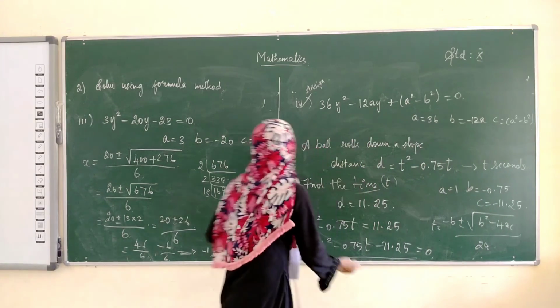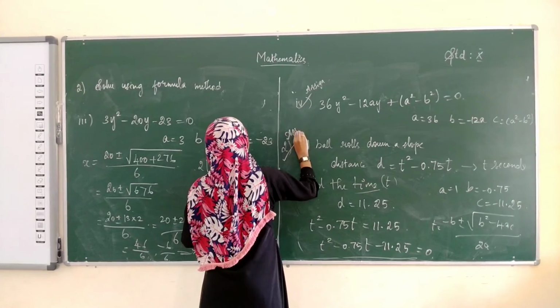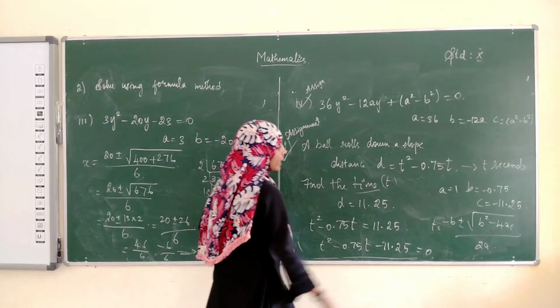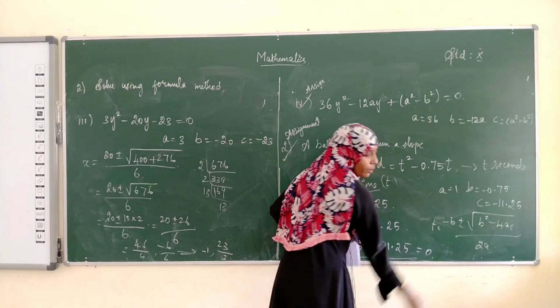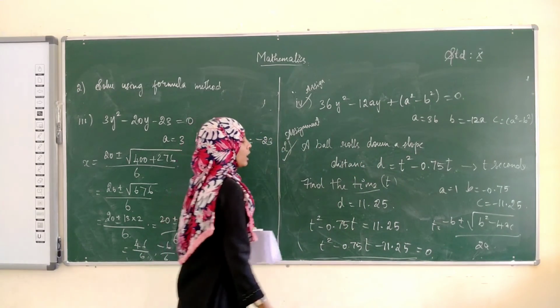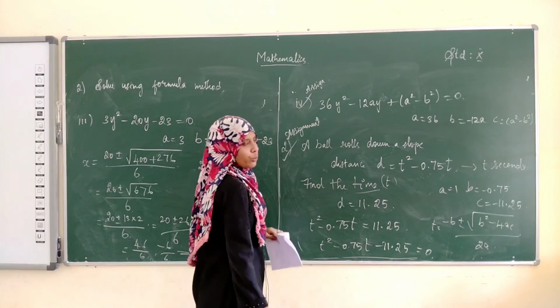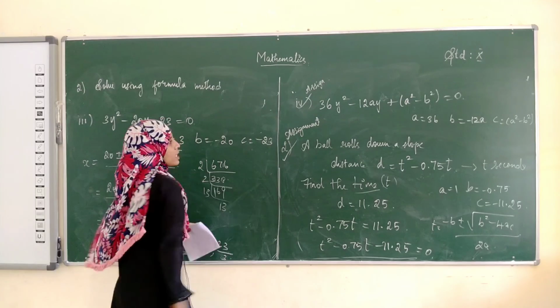Okay, this is also a homework assignment. I've given you this. You have to take it like this, then substitute in this formula. Then we will get the time taken by the ball, which covers the distance of 11.25. Okay, these two sums are the assignment for you.